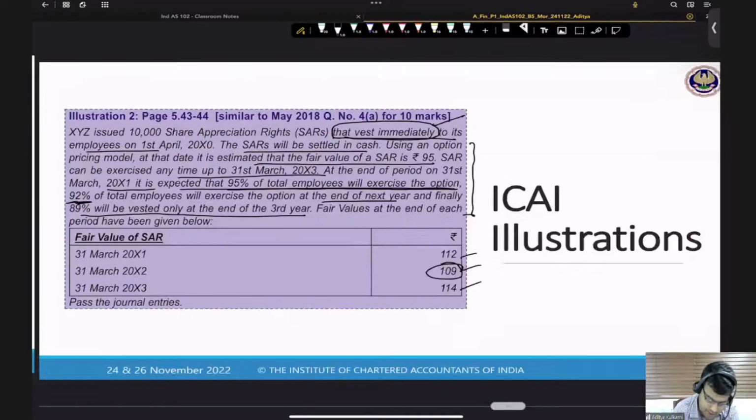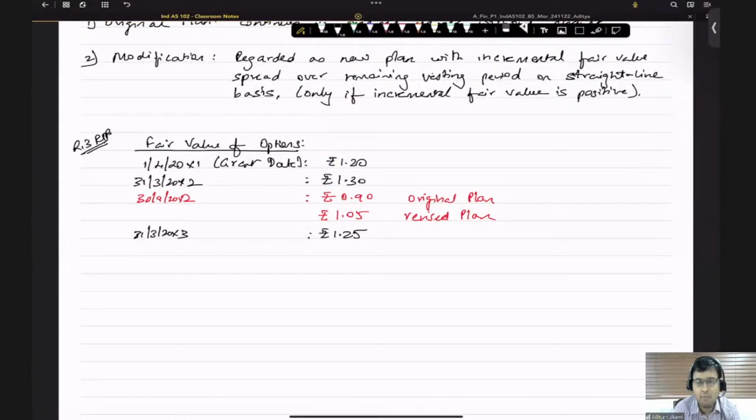All right. So which fair value becomes relevant for us? First one is the fair value on the grant date. This is spread over 3 years. Easy. No change in this. Once this has come, it is done. Next one.